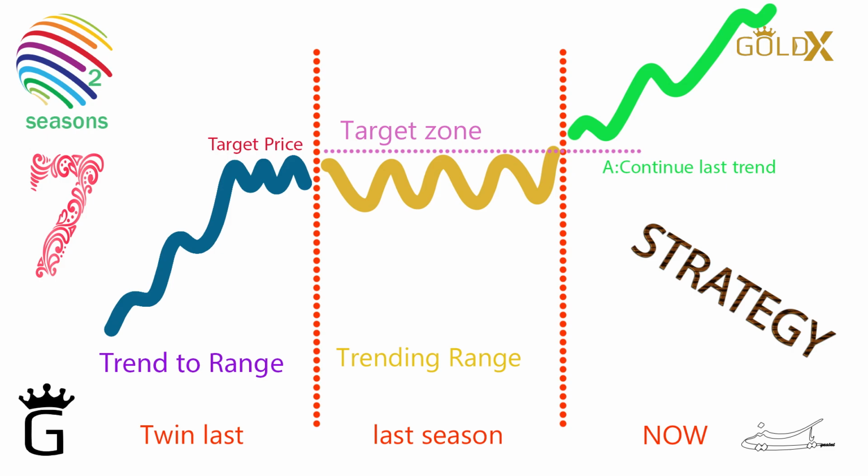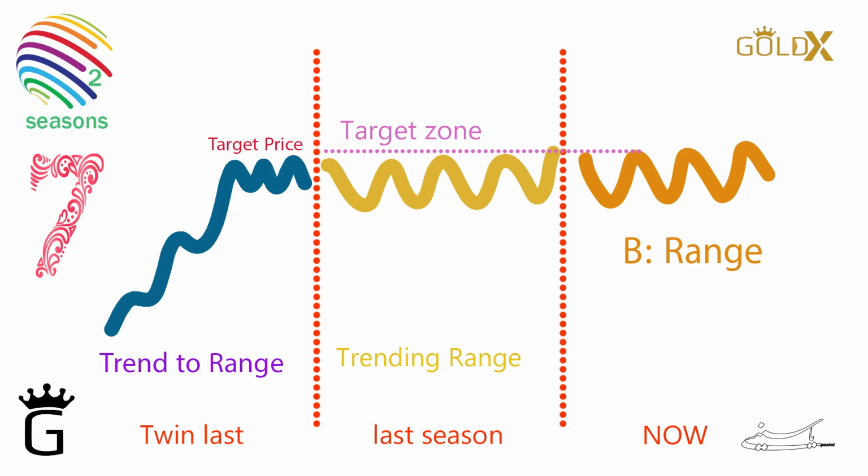Type B. In the previous season we have a trend to range, and since the trending target has been reached, we expected a return. But the current season has been range, and it shows that despite reaching the price target this season, it has no tendency to return, and the trader's decision in the future will be a continuation of the previous process. The strategy is first to continue the process, and secondly to continue the same range.